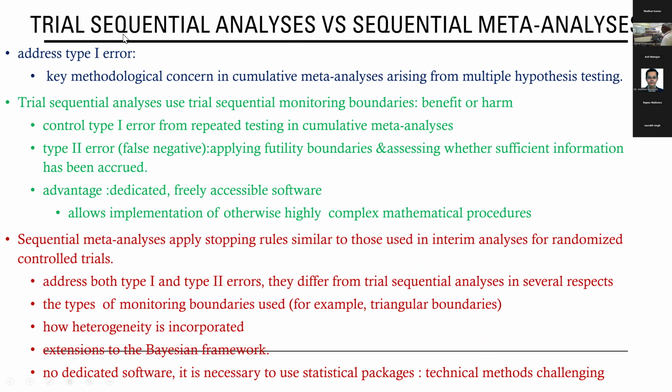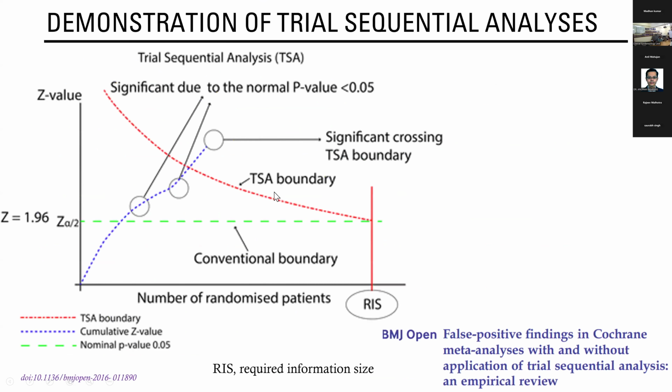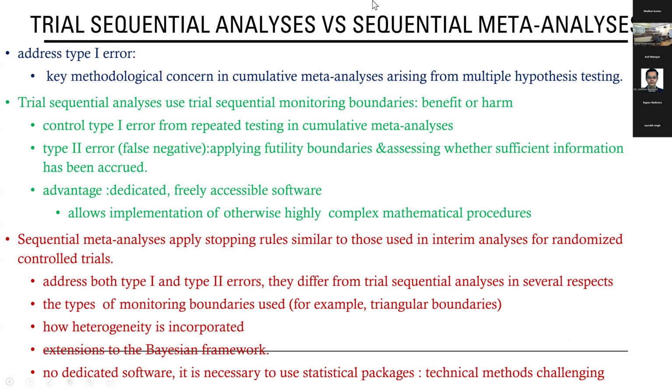Now I told you that there are two things that are slightly different. Trial sequential analysis is slightly different from sequential meta-analysis. It's just that the word trial is different. The only difference is the stopping rules. Remember those two boundaries I told you above and below. In sequential meta-analysis there is something called triangular boundaries. In this analysis we did not include heterogeneity, but systematic review has another thing called heterogeneity. So sequential meta-analysis includes heterogeneity, and it's a sort of a Bayesian framework.